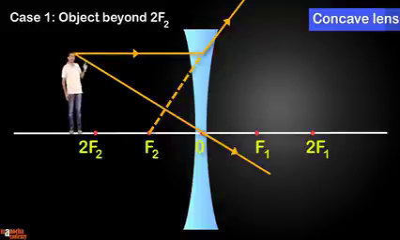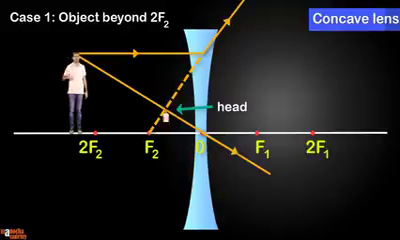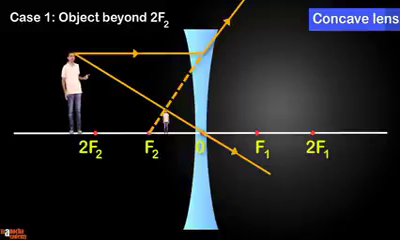Now, where do these two refracted rays meet? Since they are divergent rays, we need to produce them backwards. And the point where they meet is the image of my head, because we took the rays from the top of the object. So where are the feet of my image? We don't need to draw rays for that. You simply extend the image, that is the top of the image, to the principal axis and you get the bottom of the image. So as you can see, the image is formed between me, the object, and the concave lens.